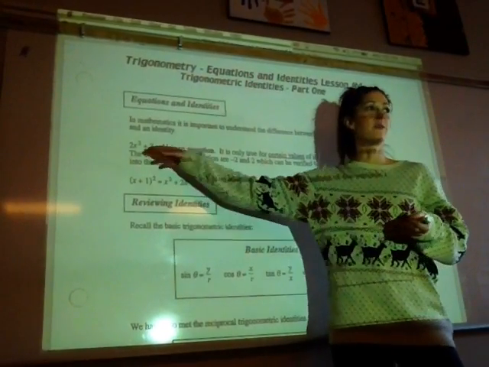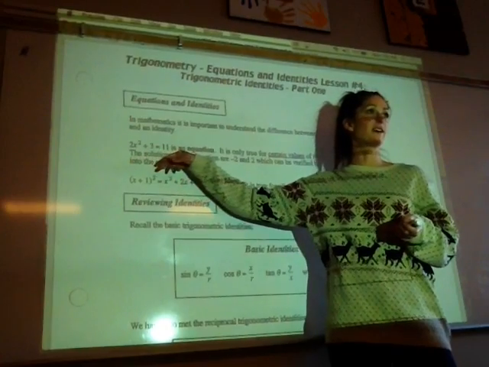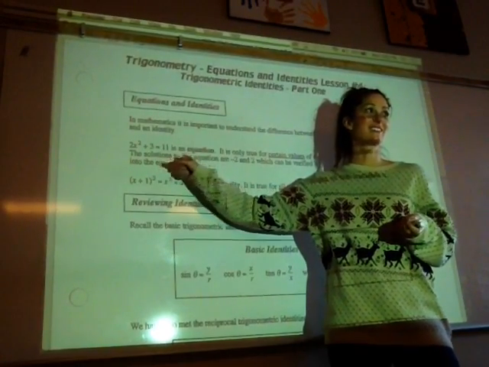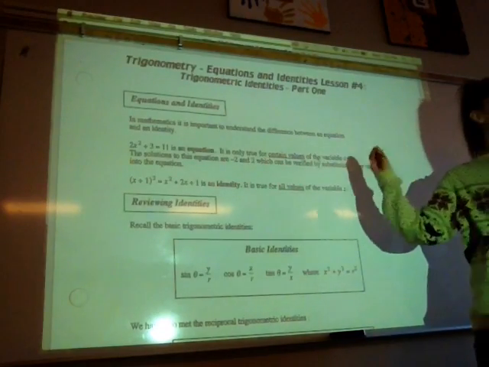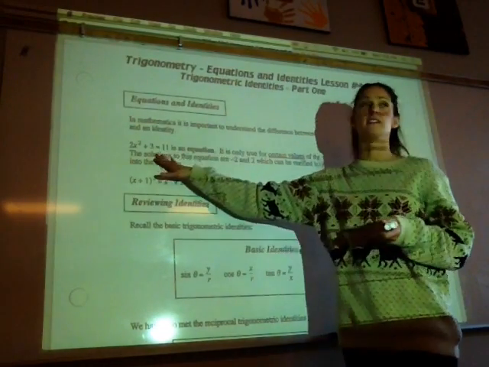We divide by 2, and then we have x squared equals 4. What do we do next? Square root. Good. And we end up with solutions -2 and +2. Those are specific values of x that would satisfy this equation.